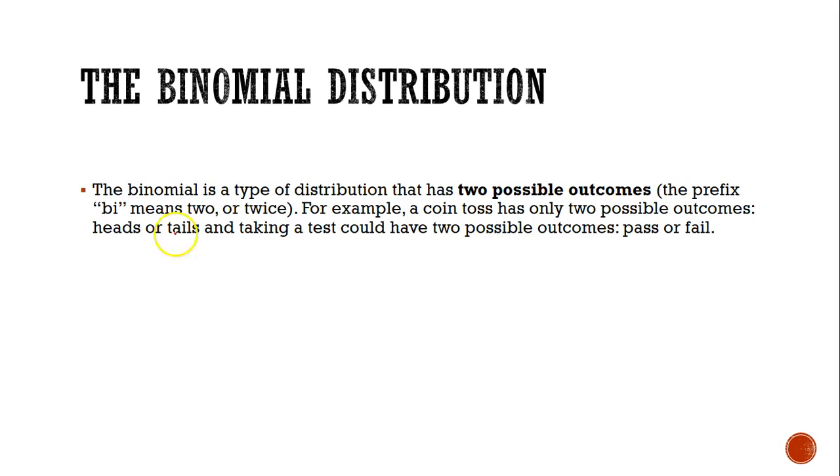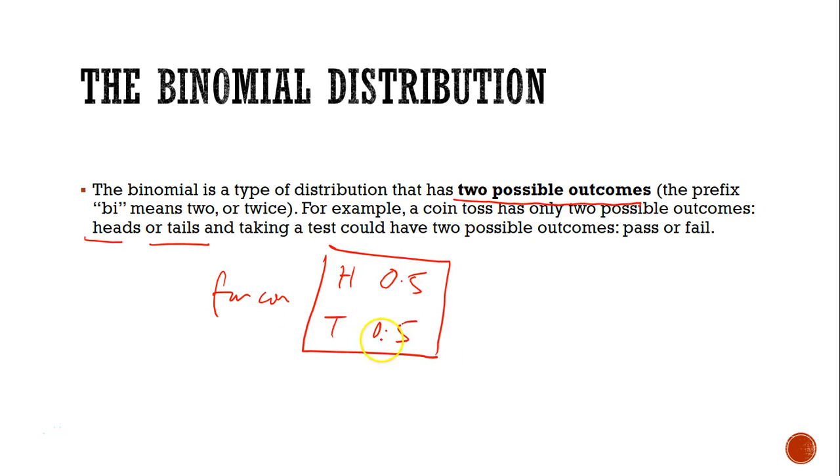Right, so again, I've said to you the binomial is a type of distribution that has 2 possible outcomes, right? And so people tend to look at a coin. A coin is a nice one. A coin toss has only 2 possible outcomes, heads or tails. Now, you know that if I throw up a fair coin, the probability of it being heads is 0.5. The probability of it being tails is 0.5. Like I said, this is a fair coin.